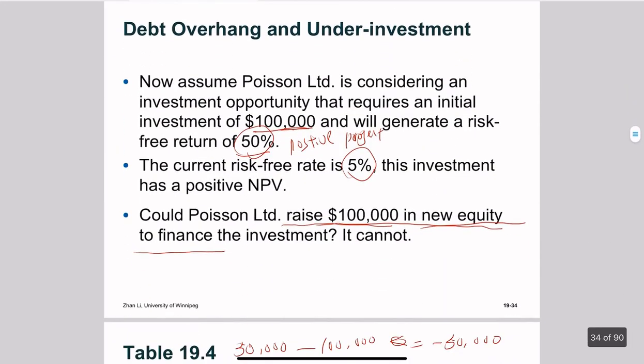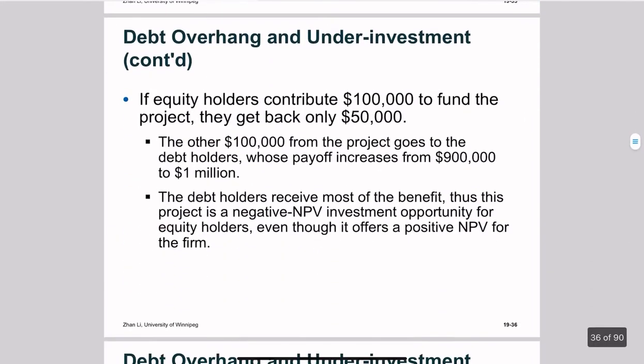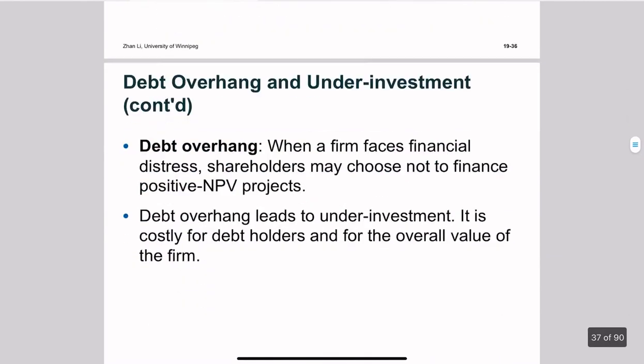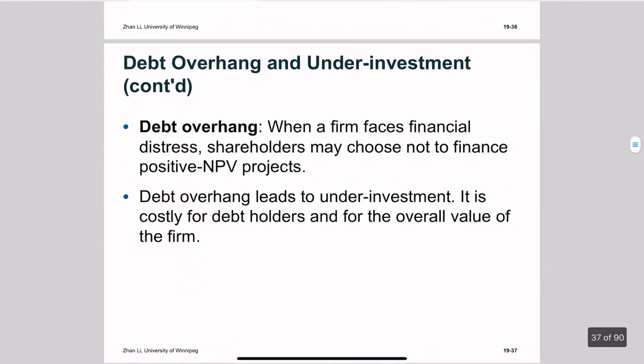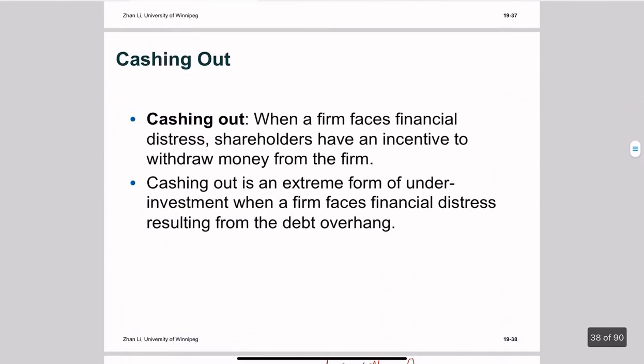And then the second type of agency cost is the debt overhang. In this case, basically, if there is a positive NPV project, however, shareholders will not finance this positive NPV project. So this will lead to underinvestment. And then the third type of agency cost is a more extreme form of debt overhang, that is cashing out.